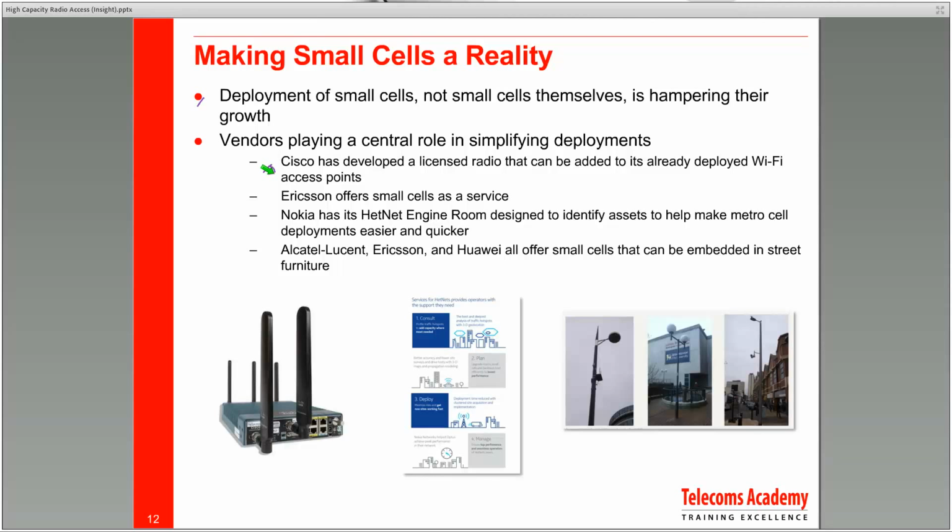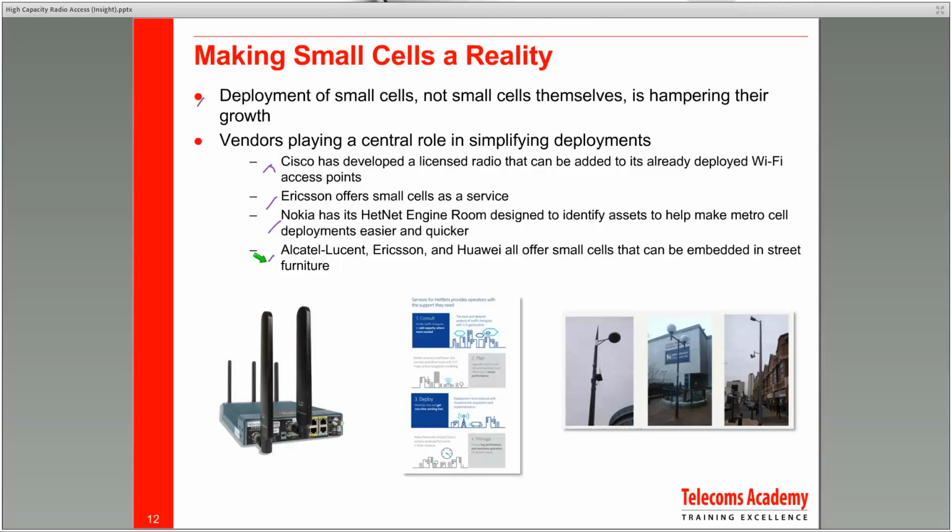I mean, you might say it the other way around, in fact, that there will be a Wi-Fi access point that also has LTE built into it. Ericsson has what they refer to as small cell as a service, maybe sort of leveraging that idea of cloud in the access network, which I'll say a bit more about in a moment. Nokia's got a deployment engine, HetNet engine room, designed to identify the assets and make the cells easier and quicker to deploy. And pretty much all the vendors have got some kind of physical solution that can be embedded in what we refer to as street furniture. So of course that's the street signage, the lighting poles and such like.